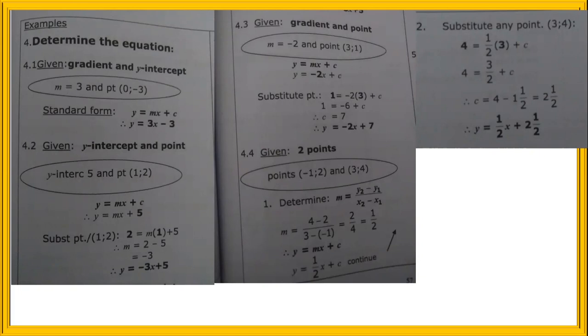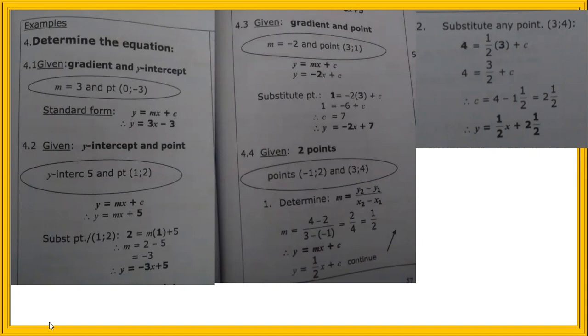We have already looked at what the gradient is, what the y-intercept is. We have already looked at the standard form of different straight line equations. And we all know that the standard form is y is equal to mx plus c, where m is your gradient and c is the y-intercept.